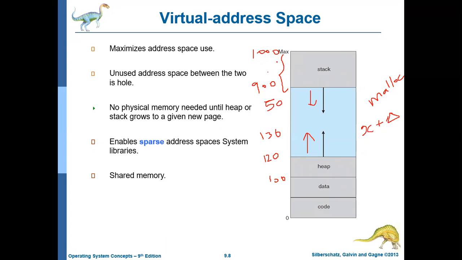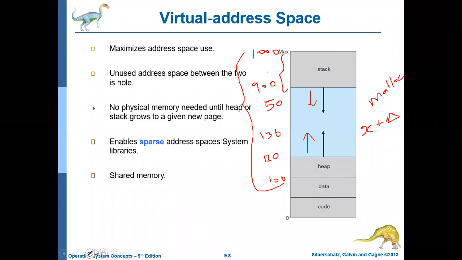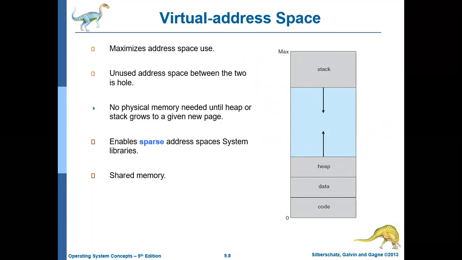But this is not the actual physical address. This is the virtual address space for one particular process, how it will look. That is what this diagram shows, right? And another thing is that in the virtual memory, this part is called a hole.